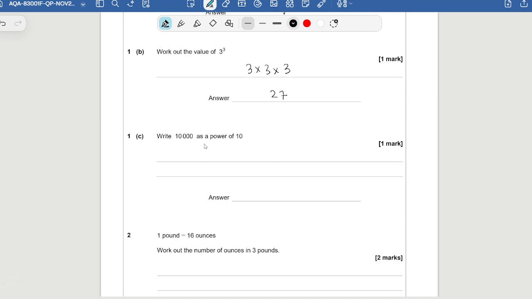Write 10,000 as a power of 10. So 10,000, I can write it as 10 times 10 times 10 times 10. So as a power of 10, it is 10 raised to power 4.